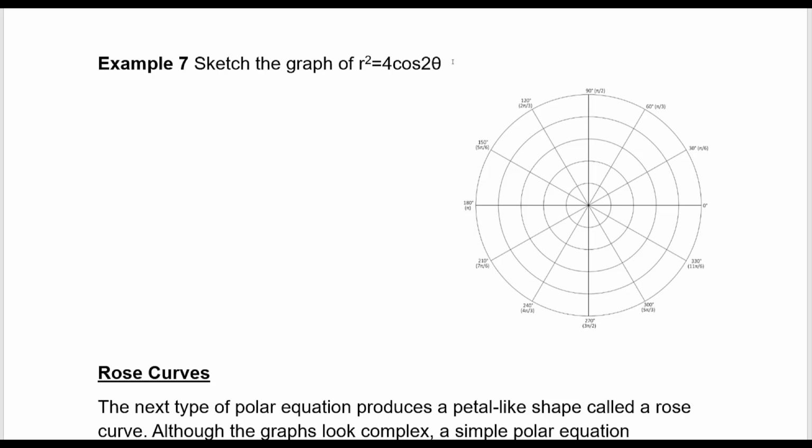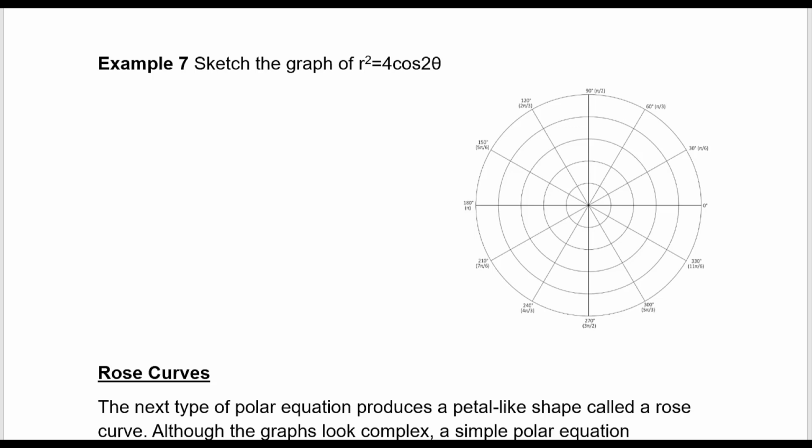Okay, so we're going to sketch the graph of r squared equals 4 cosine 2 theta. So if we think about this, the biggest cosine can be is 1. So we have 4 times 1. And what's going to happen with this, do you think? Given that r squared is 4, what is the square root of 4? 2.